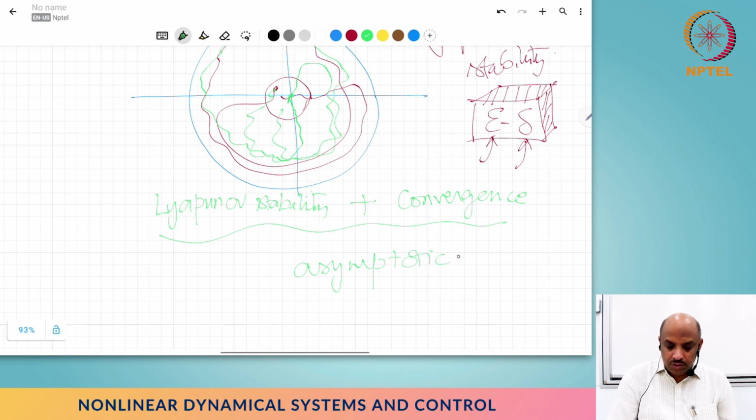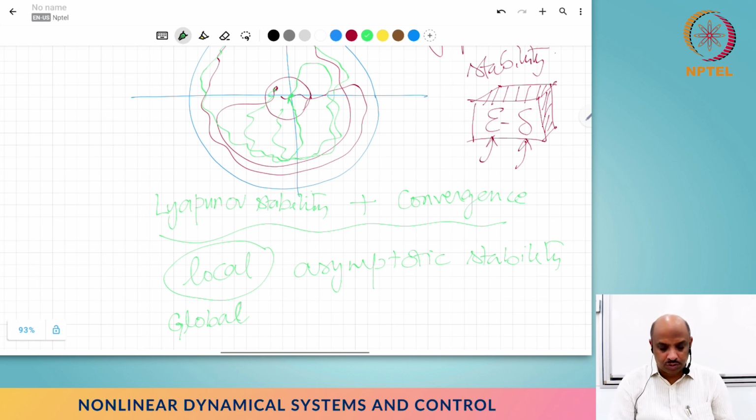Okay. And then of course, typically this notion is local, right? That means only in the neighborhood of this equilibrium can we guarantee such behavior. But one can imagine that in some cases it's going to be global, in the sense that wherever you start, you are going to converge to the equilibrium point. So only the convergence part we are talking about is obviously global. So if you have globally convergent solutions along with your Lyapunov stability, then we call it global asymptotic stability.